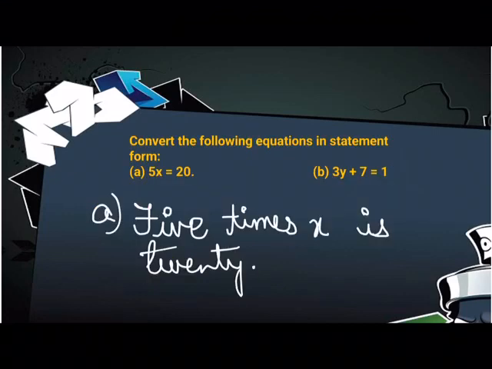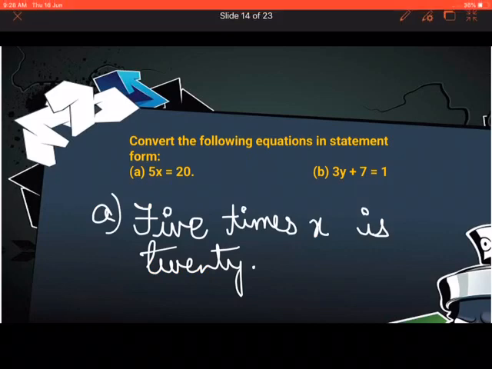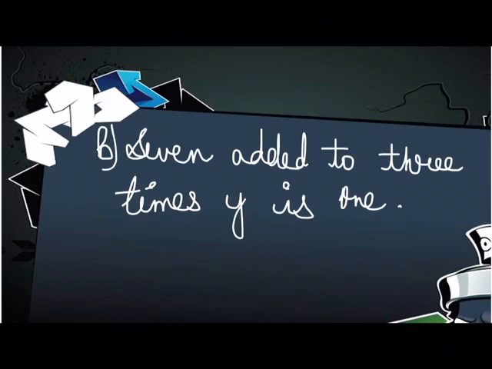So the first question is, convert the following equations in statement form. Well, this equation is given to us, 5x is equal to 20. So how will we write it in statement form? This will be 5 times x is 20. That's it. 5 times of x, 5 times x, both are correct. Similarly, for 3y plus 7 is equal to 1, what will we write? 7 added to 3 times y is equal to 1. That's it. See, that's what I have written.